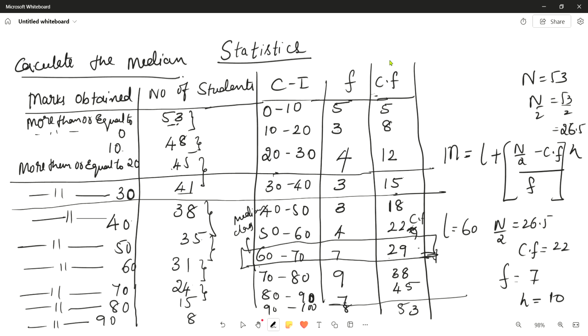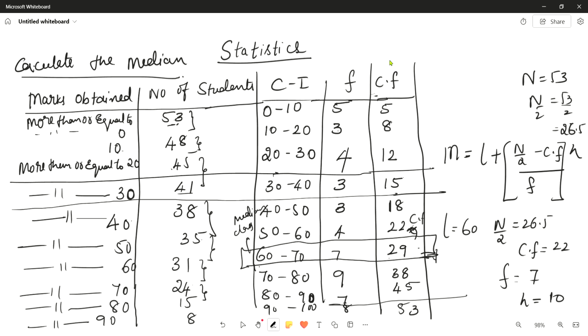This one. This is the class because in this frequency, which is the highest number, 9. So that will be the modal class. For median only we will check here. For mode, forget the CF column. Which is having the highest frequency, that will be the modal class. So this is the modal class.